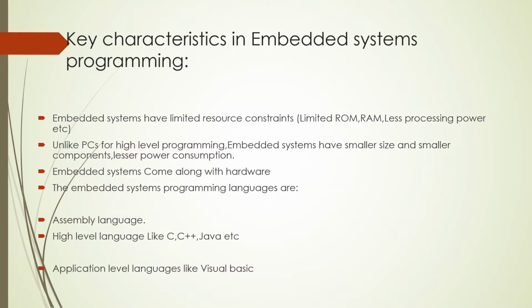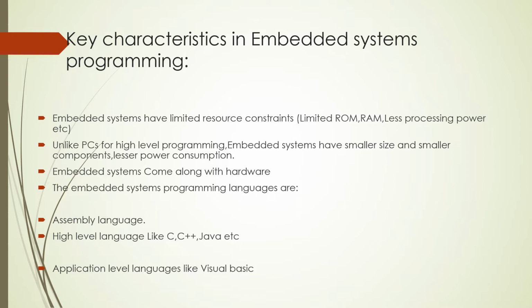Now coming to the key characteristics of programming. Embedded systems have limited resource constraints. In the sense, embedded systems have memory constraints. We have only limited ROM, RAM facility, etc., and lesser processing power, right? As compared to normal desktop programming in C. So when we compare it with high-level programming on a PC, because of the smaller size, smaller components and lesser power consumption of the embedded system, we have such constraints for embedded programming. Embedded systems come along with the hardware.